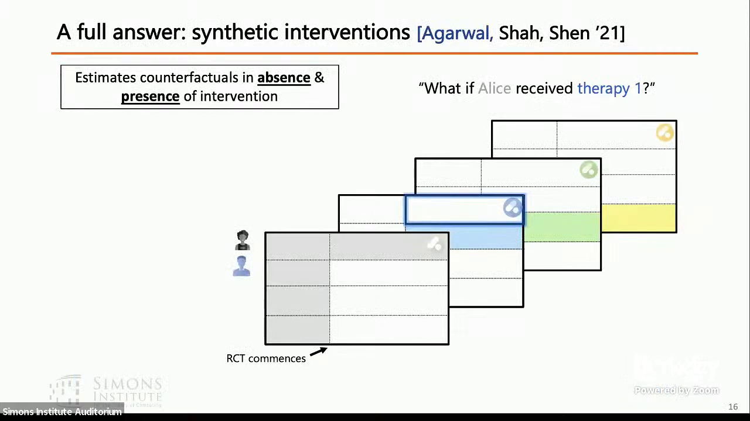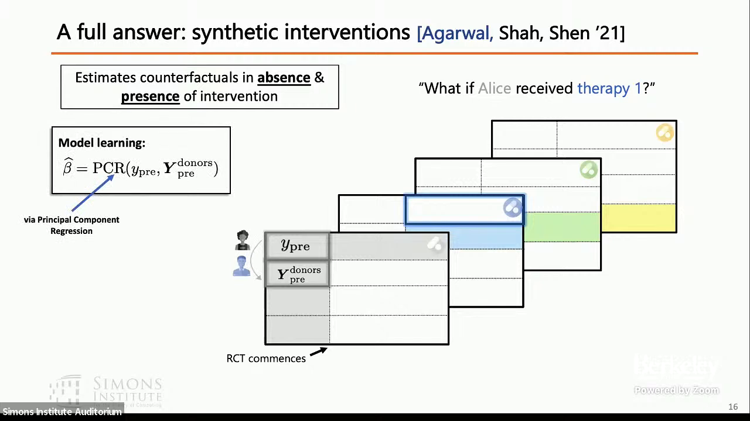Okay, so now I'm going to tell you how you would estimate what happens to Alice under therapy 1. Once you look at it from this tensor perspective, the answer pops out quite easily. You look at all the patients who are going to get therapy 1, and you look at their pre-intervention outcomes, called Y donors pre. You look at the pre-intervention outcomes of Alice, called Y pre. Now you build a linear model between Y pre and Y donors pre. But the way you do this is through a regularized linear regression called principal component regression, where you first do PCA on Y donors pre.